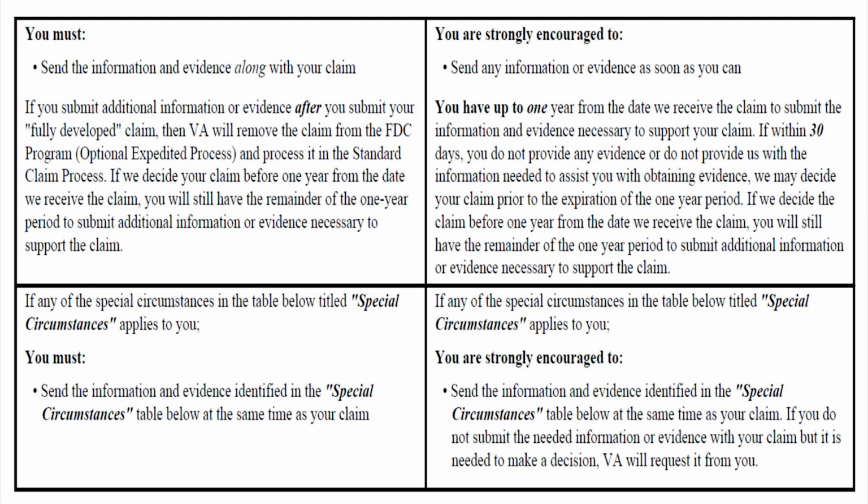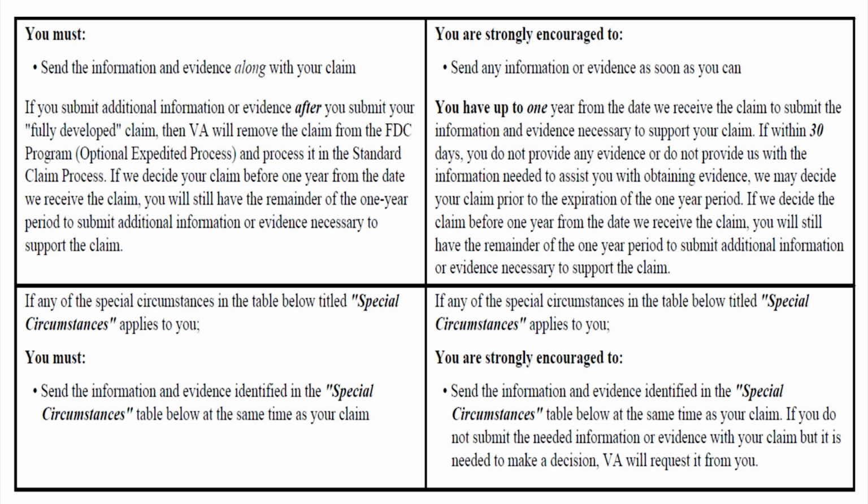So slide number 3. In slide number 3, you can see, again, remember the left side is the fully developed claim process, and then the right side is the standard claim, okay? So on the left side, it says send the information and evidence along with your claim. Like I just said, FDC, you're saying, I have nothing else to submit. Go ahead and do what you have to do to make this decision on my claim. On the right side, it says, you are strongly encouraged to send any information and evidence as soon as you can. Now, I'm going to read this paragraph here, and I want you to pay special attention to it, okay?